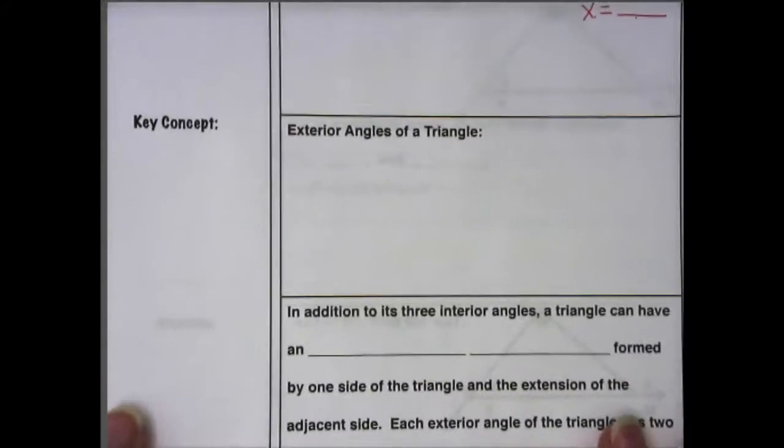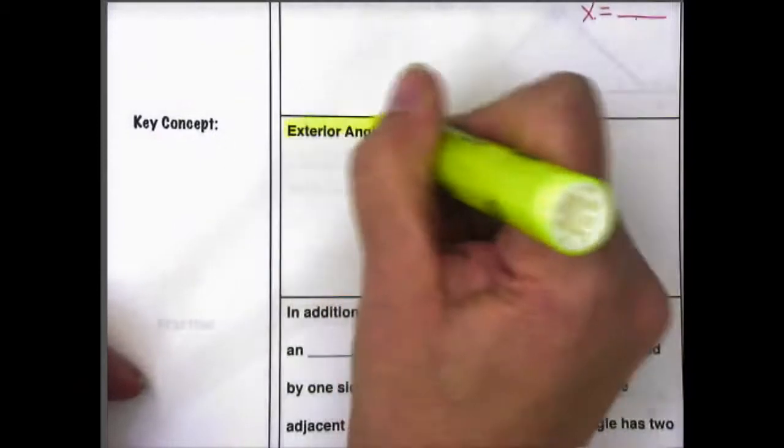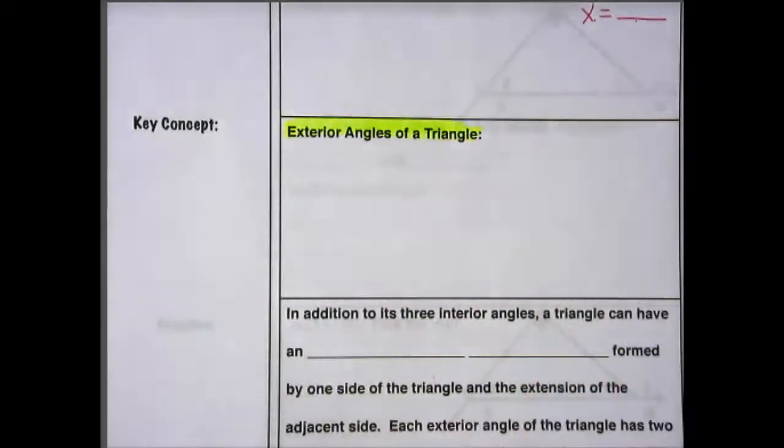Today we're going to go back to lesson 5.3. This time we'll call it 5.3b, Angles of Triangles Exterior. So you should have the note packet from yesterday with you, and we'll go ahead and complete that packet together. So our key concept today is exterior angles of a triangle. Yesterday we talked about the interior angles, and today we're going to talk about the exterior angles.